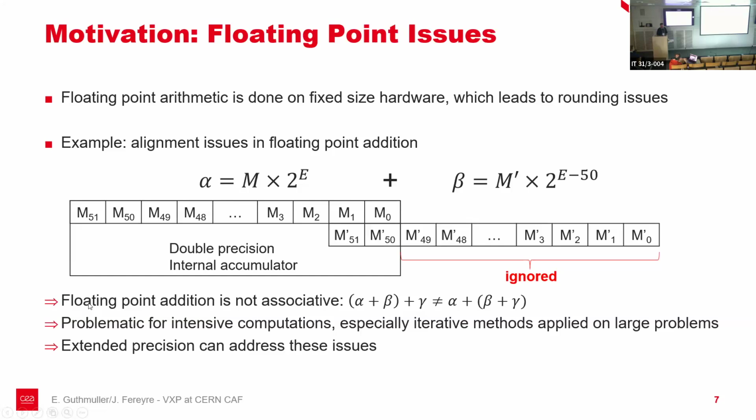This leads to floating point addition not being associative, so it is very difficult to use properly. At least in iterative methods for linear solvers on large problems, it can lead to difficult convergence, as I said earlier. And we think that extended precision can address these issues.